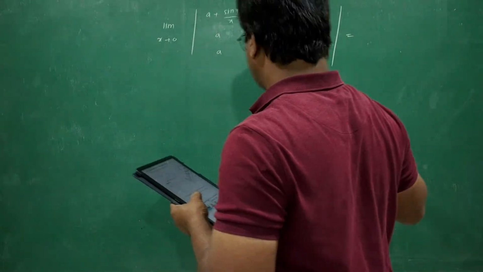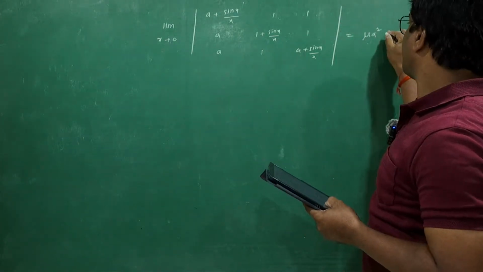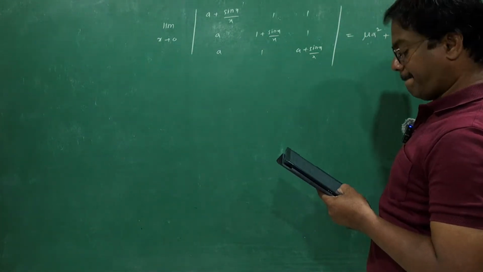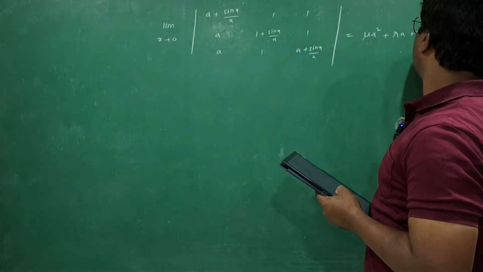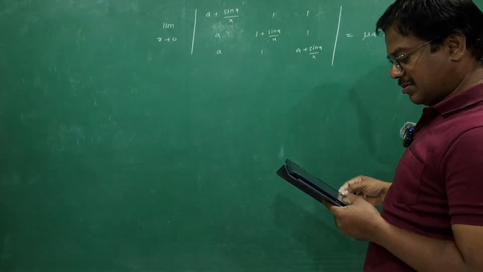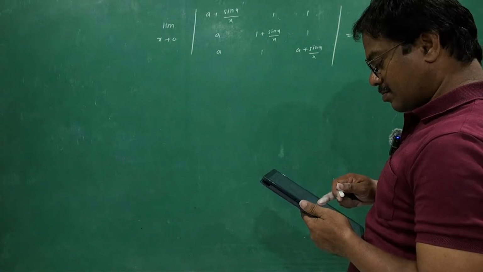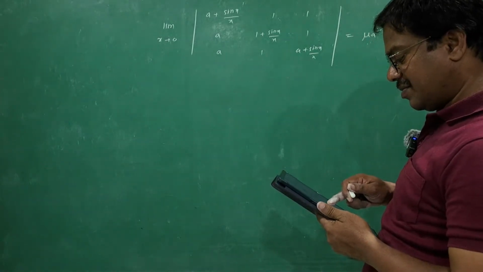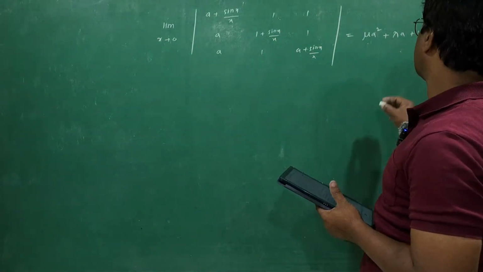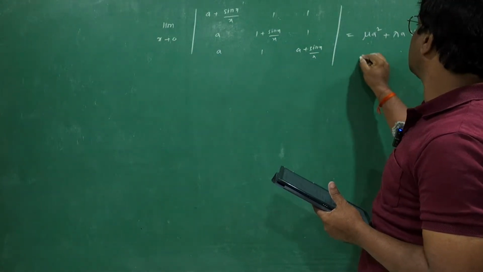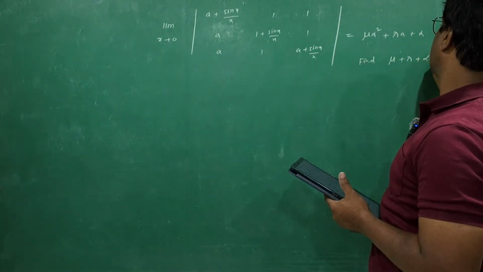This is given as mu a square plus lambda a plus alpha. We need to find the value of the mu, lambda, alpha combination. Yes, the question is to find mu plus lambda plus alpha.